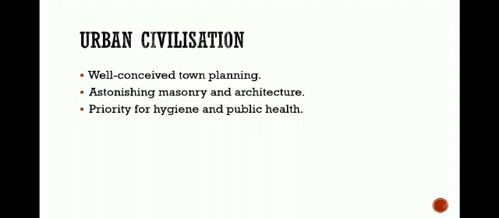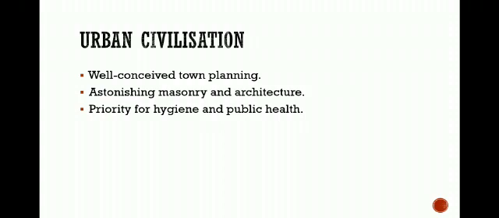Because this Harappan civilization has well conceived town planning, and astonishing masonry and architecture. What does masonry mean? Masonry means the construction. Okay. So in the Harappan city, high priority is given to hygiene and public health. The people used standardized weights and measurements to measure everything. A solid architectural and artisanal base is found in the city. So therefore we conclude that this Harappan civilization is an urban civilization.